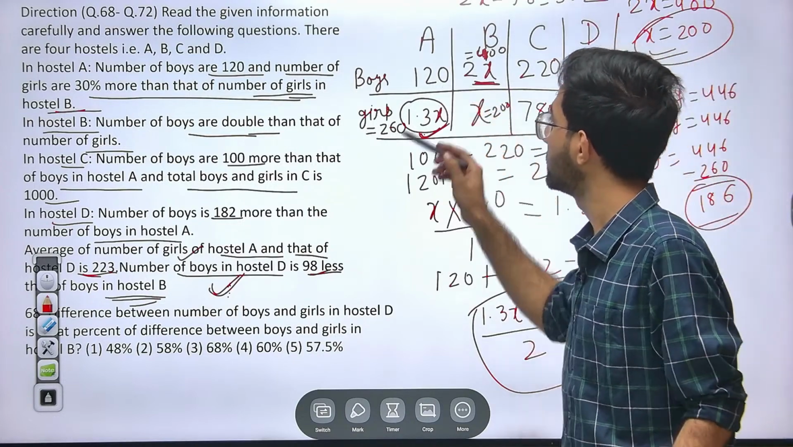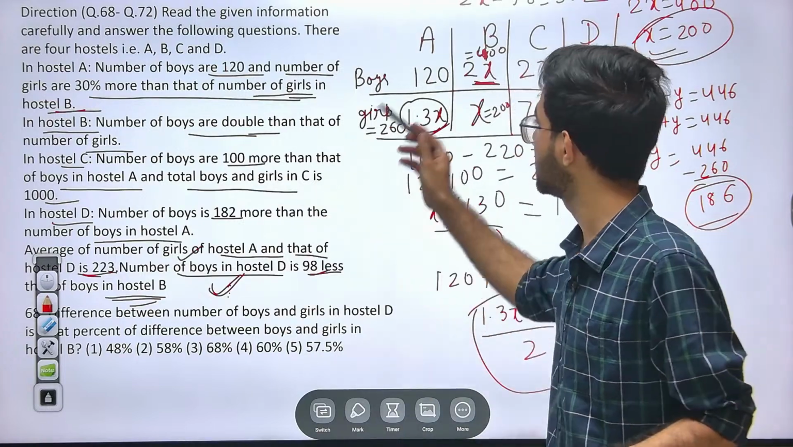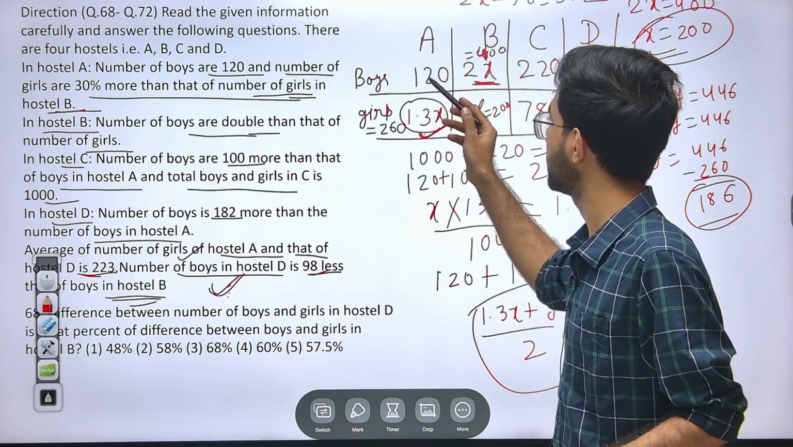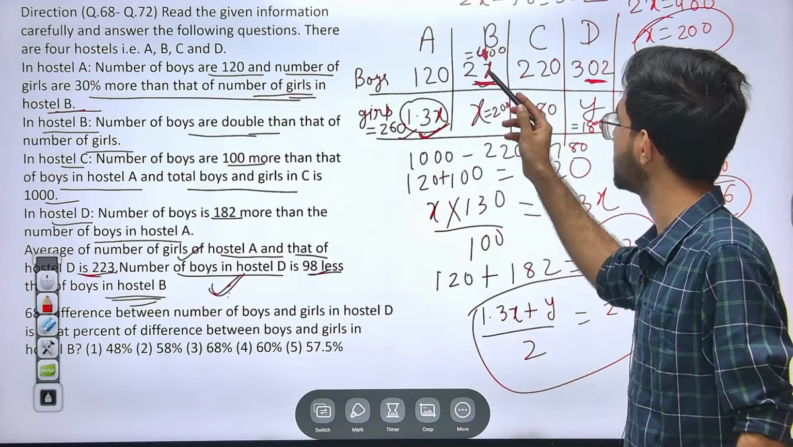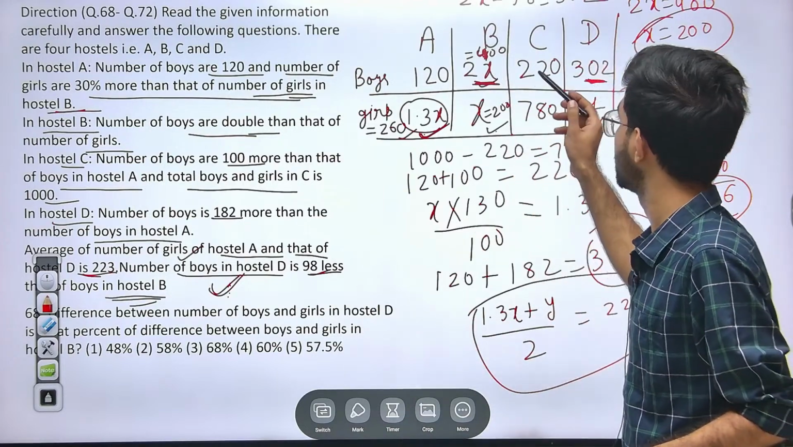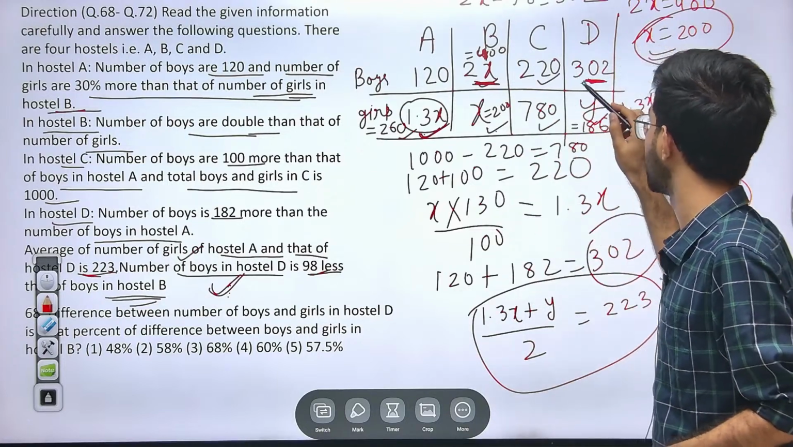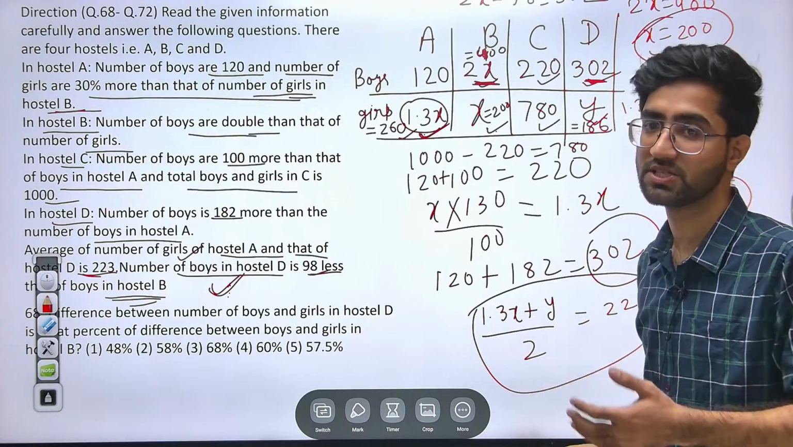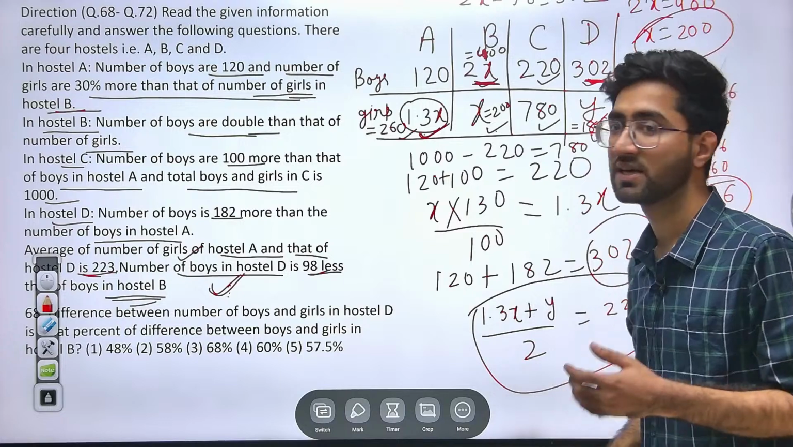Now we know the number of boys and girls in each hostel separately. See, the number of boys in hostel A is 120, the number of girls is 260. The number of boys in hostel B is 400, and the number of girls in hostel B is 200. The number of boys in hostel C is 220, number of girls is 780. The number of boys in hostel D is 302, and the number of girls in hostel D is 186.